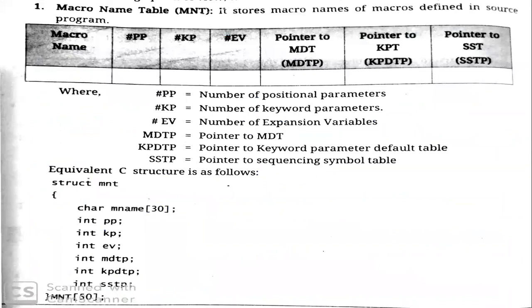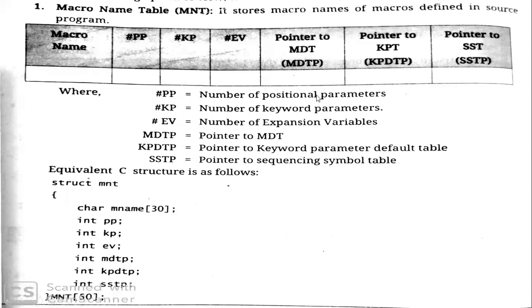We can see this table structure here. Macro name: here we consider the prototype statement of the macro definition, and in that prototype statement we can identify the name of the macro and insert it in this field. Then #pp is the number of positional parameters: how many positional parameters are given in that macro, we pass that integer number. Here keyword parameter, that is #kp, represents the number of keyword parameters. #ev represents the number of expansion variables. The integer number should be represented at this point.